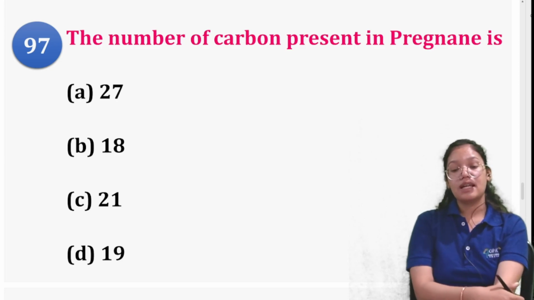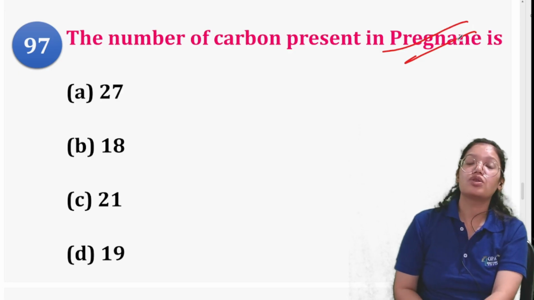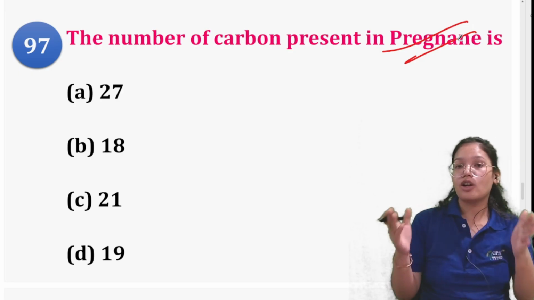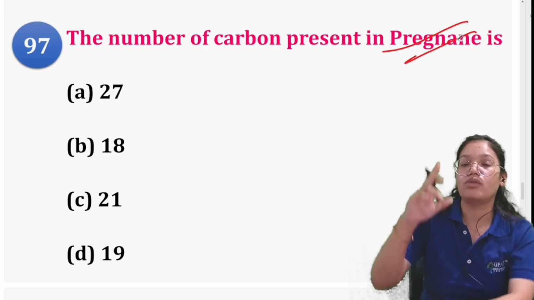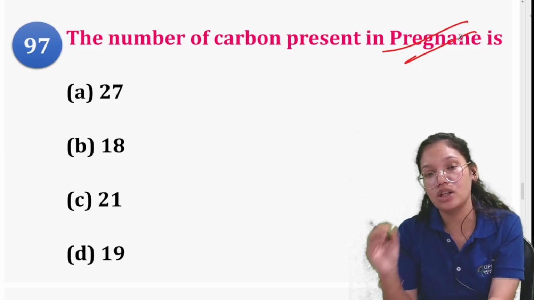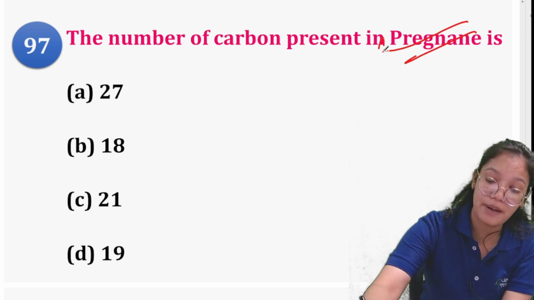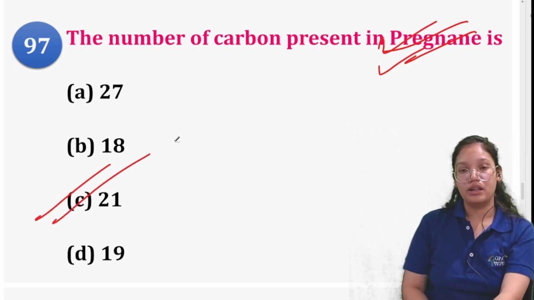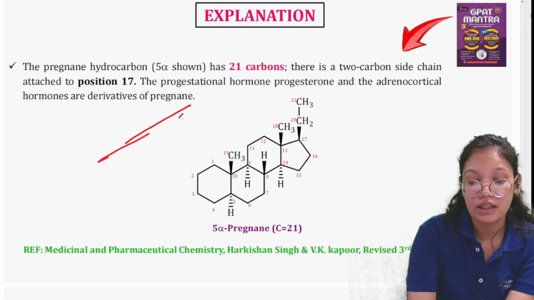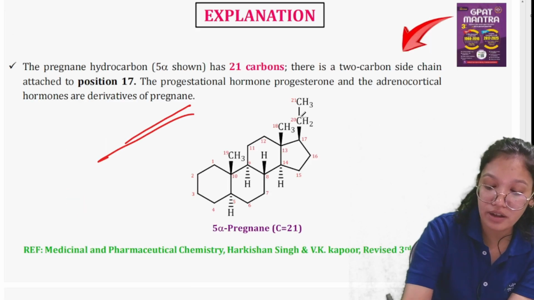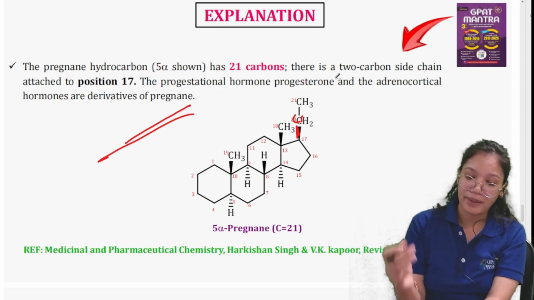Now the next question says, the number of carbons present in pregnane is. Pregnane is also a type of steroid, it has a steroidal nucleus. In that steroidal nucleus, at the 5-membered ring, we have some substitution attached, and based on the carbon chain that is attached, we say how many carbons are there. So pregnane basically is a 21-carbon molecule. Let me show you the structure of pregnane. This is the structure of pregnane. Here we have carbons attached, CH2, CH3, and in total we have 21 carbons in pregnane.